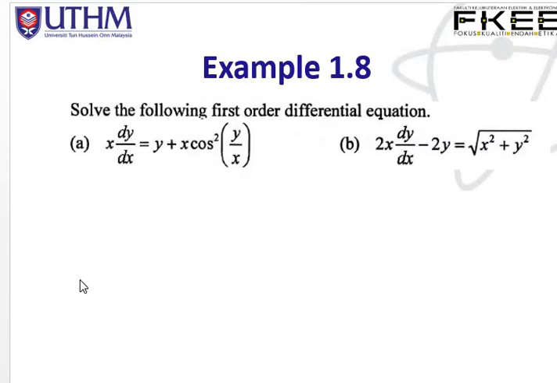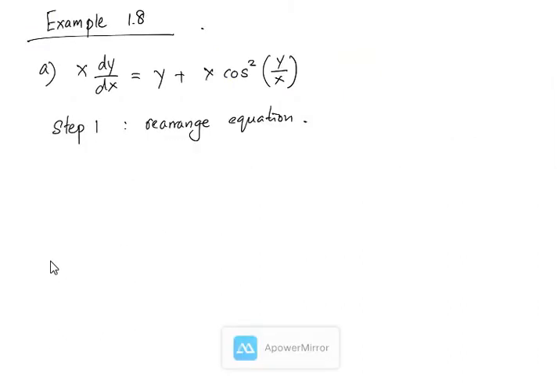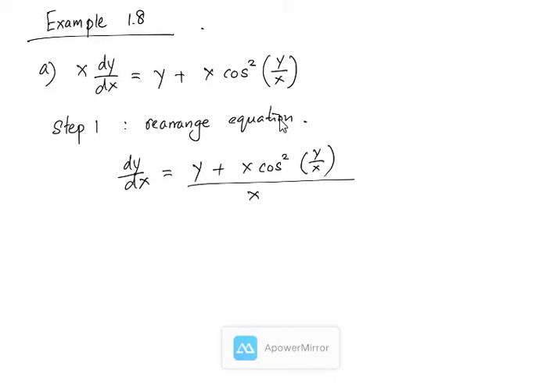Next, I would like to share with you another example. Solve the following first order differential equation: x dy over dx equal to y plus x cos squared of y over x. Again, in this question, first of all, we can rearrange the equation. So dy over dx, we keep at the left hand side, and we move the x to the right hand side. So y plus x cos squared (y over x), divided by x.